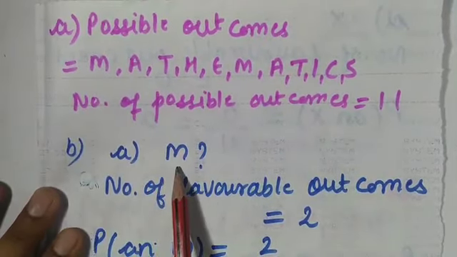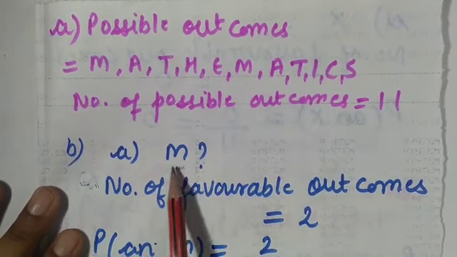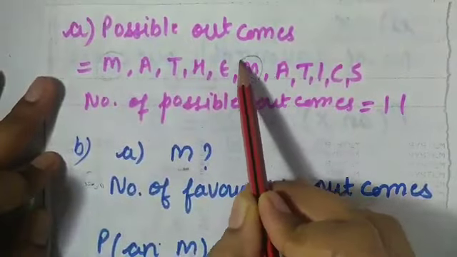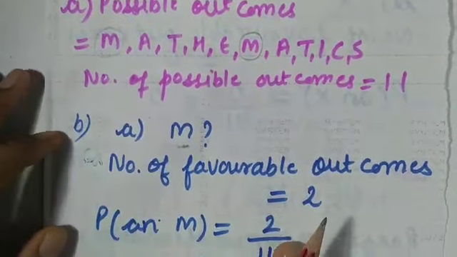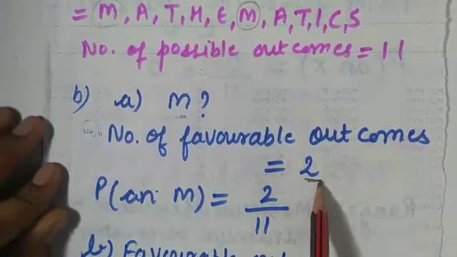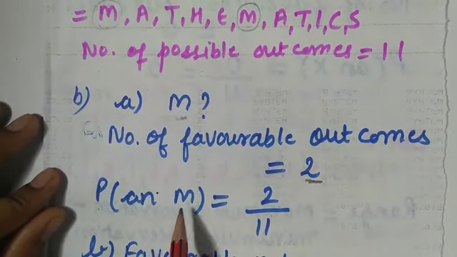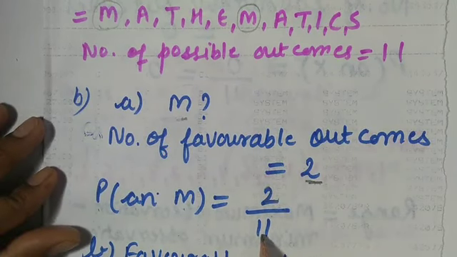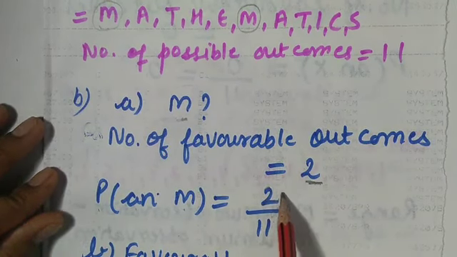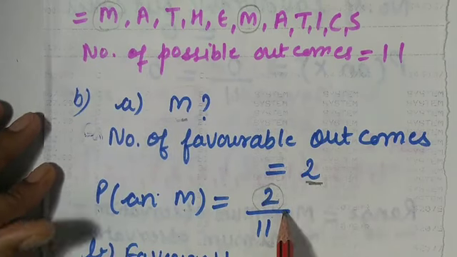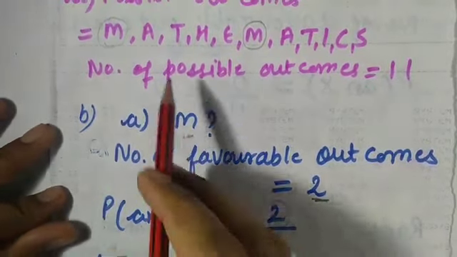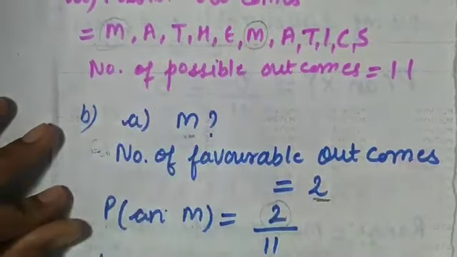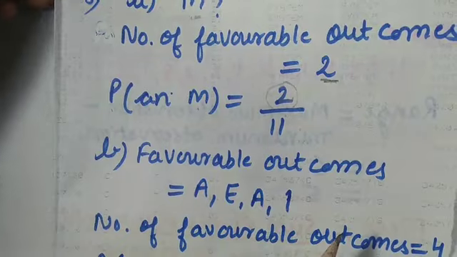As we have to find the probability of the letter M, so here in the possible outcomes we have two cards that are bearing letter M. So favorable outcomes we have two. Now how will you find the probability of an M? That is the number of favorable outcomes divided by the total number of possible outcomes. So we have two favorable outcomes because we have to find the probability of M, and in total outcomes we have two cards of M. So 2 by 11 is the required probability.